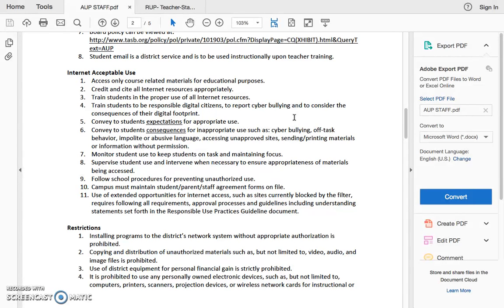Inappropriate use could include things such as cyberbullying, off-task behavior, going to unapproved sites, or printing materials without permission. It is the responsibility of the staff to monitor students at all times to make sure they are staying on task. Staff must follow school procedures in preventing unauthorized use. And the campus must maintain all forms for the student, AUP, RUP, and have them readily available.